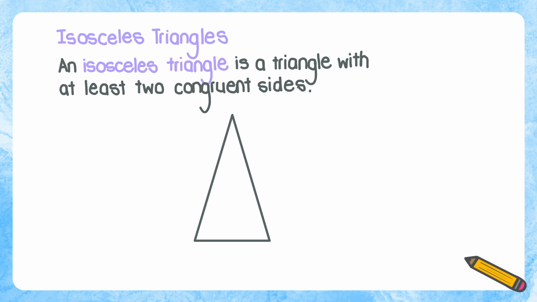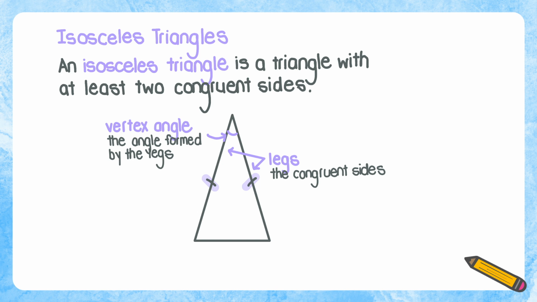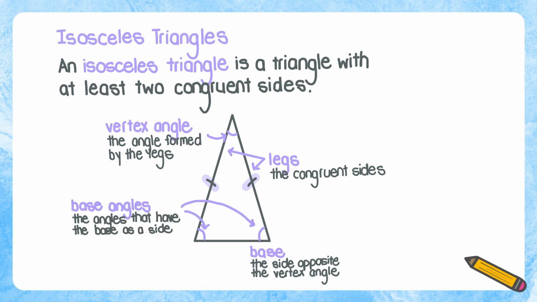So here's a triangle, and I know that it's an isosceles triangle if it's marked like this, showing that the two sides are congruent. The two congruent sides are called the legs of the triangle. The angle formed by the legs is called the vertex angle. The base is the side opposite of the vertex angle, and the base angles are the angles that have the base as a side.